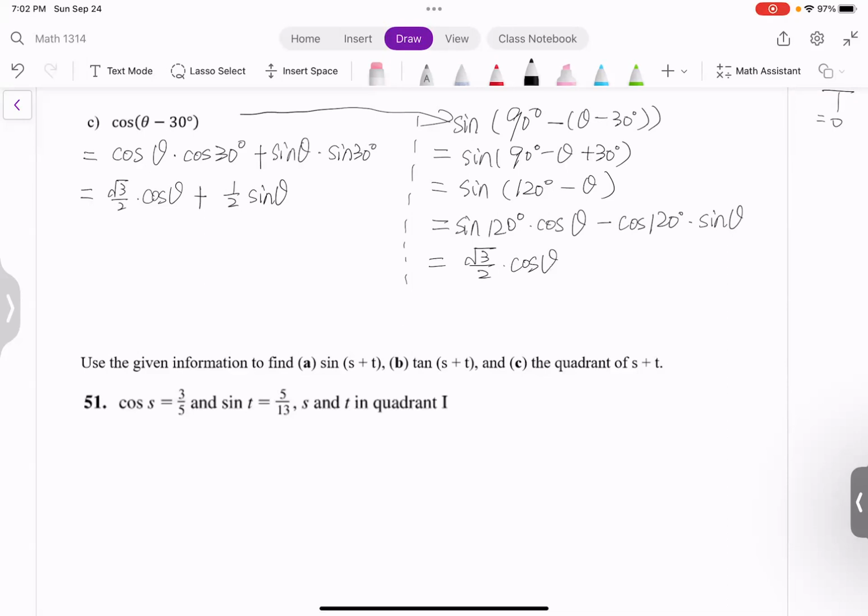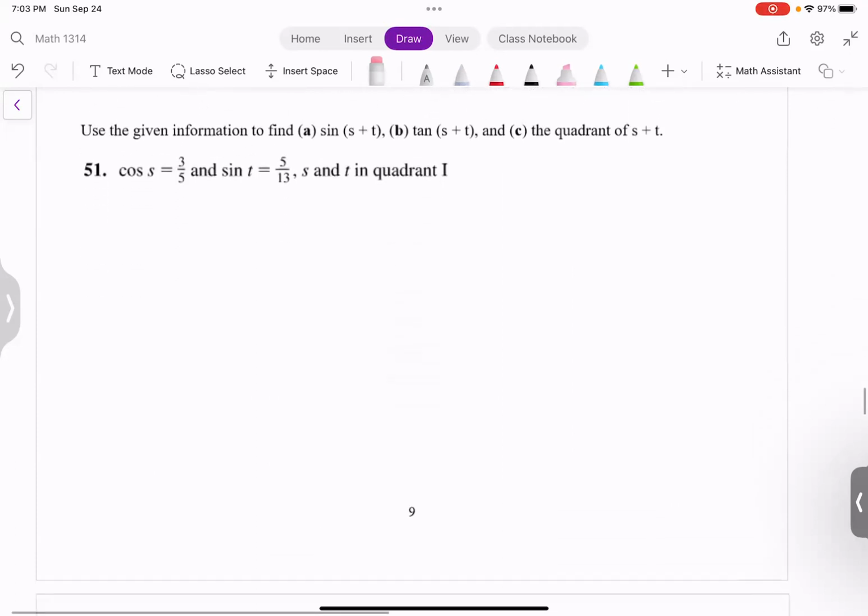And the second part: what is cosine 120? The angle is in the second quadrant, so cosine is negative. With the minus sign in front, the two negatives give a positive, so plus cosine 60, which is 1/2 times sine theta. They have the same solution, you see. But I suggest you use the difference of cosine formula, so it is easier, with fewer steps. All right, let's see the next example.